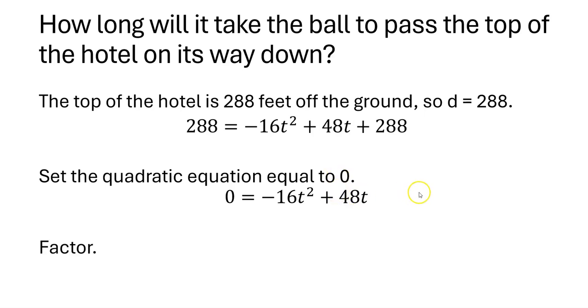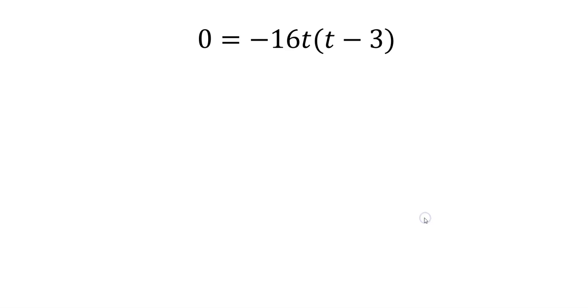Again, we're going to factor out a negative 16, because we only have two terms now, and then we have a greatest common factor. So we have negative 16t and t minus 3. When I solve those, I'm going to have two answers, right? If negative 16t equals 0, then t is just 0. And if t minus 3 is 0, well, then t is 3.